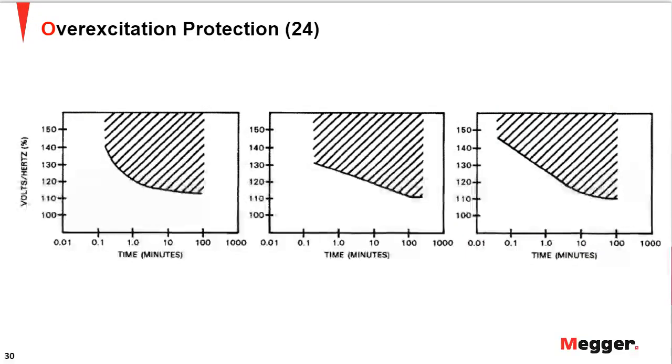So for the overexcitation, relay manufacturers would provide some time-based curves, wherein for a particular amount of overexcitation, how much time would it take to trip, right? Based on the curves that you would choose.